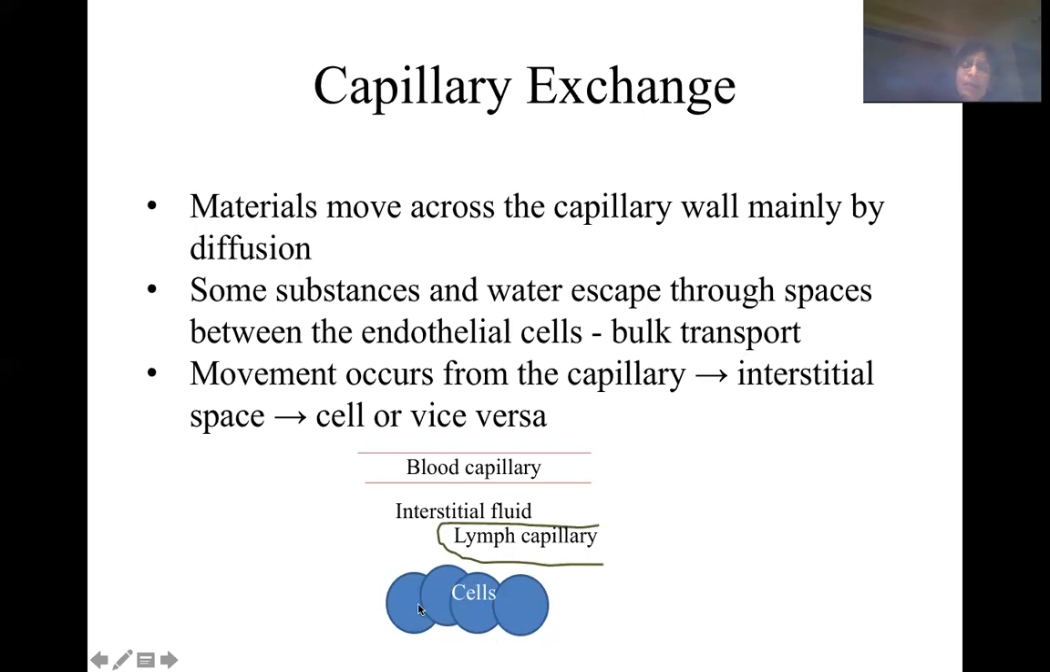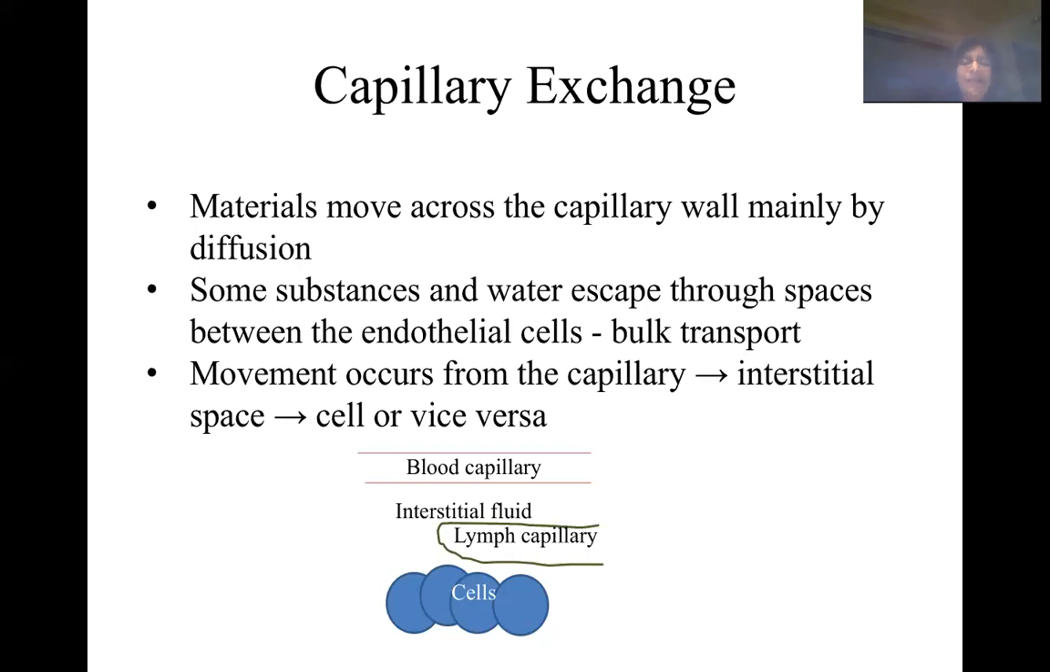Similarly, the fluid here, interstitial fluid, would be pushed into the capillary. So bulk transport is like so much fluid escapes out of the capillary or into the capillary. This fluid that escapes in either one of the ways would have nutrients or wastes or gases, etc., to be exchanged between these compartments. All right.